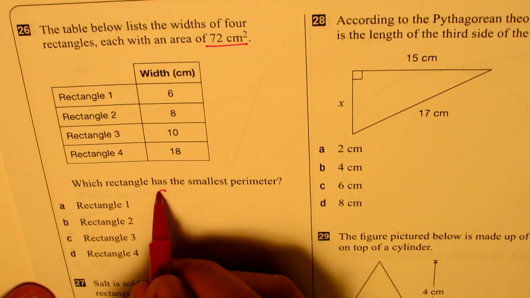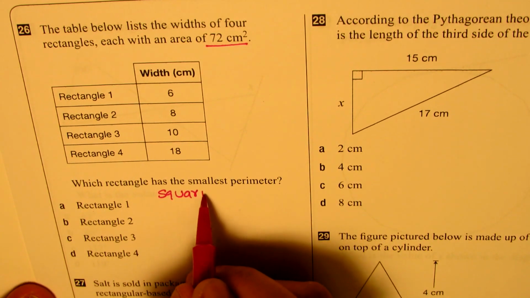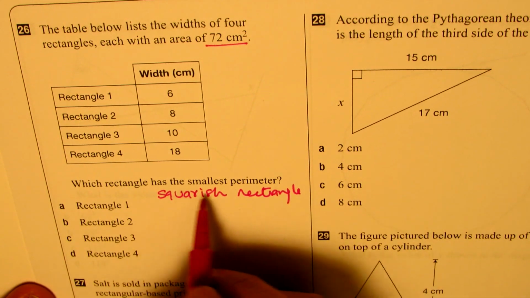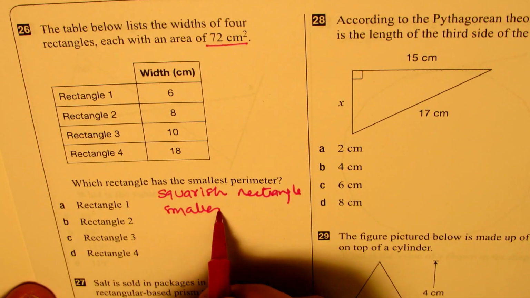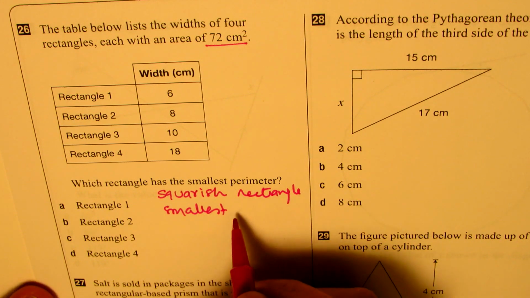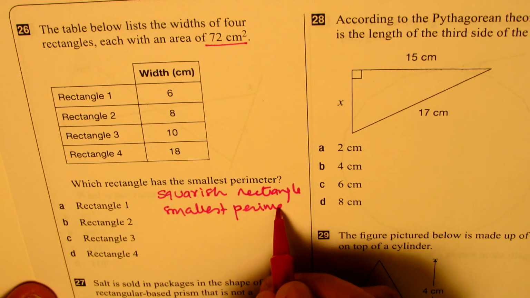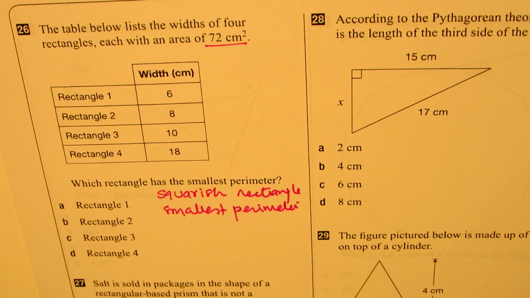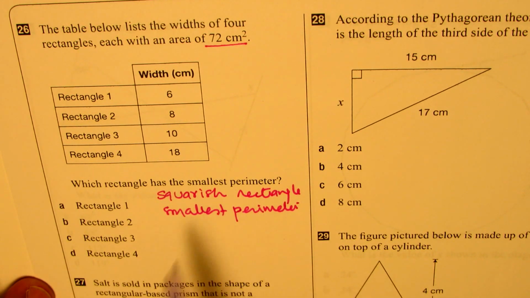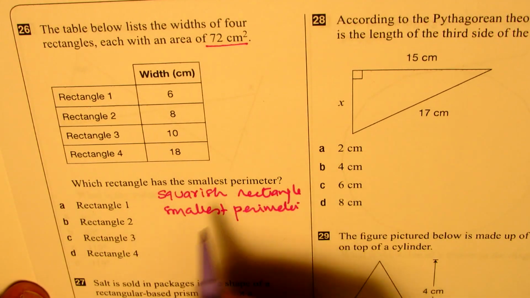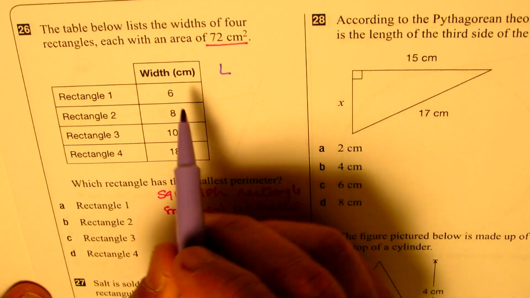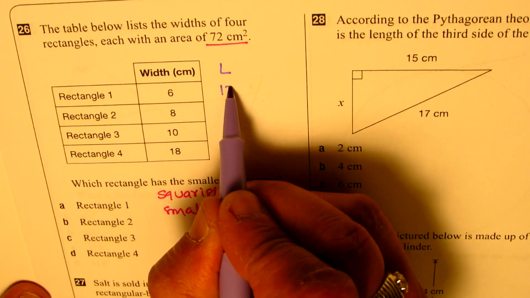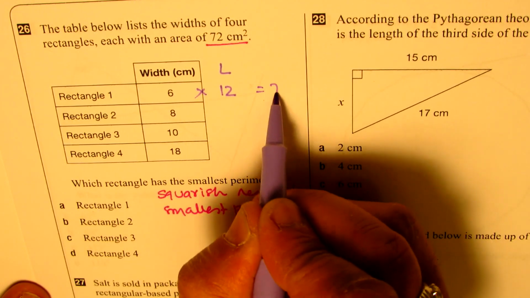Well, a squarish rectangle will have the smallest perimeter, right? So in this case, if you check the values, squarish means width and length are close by, right? So close length and width. So if you see, area is 72. So for the first rectangle, it will be 6 times 12, right? 6 times 12 will give us 72, correct?